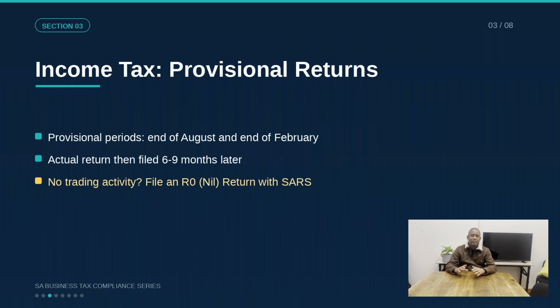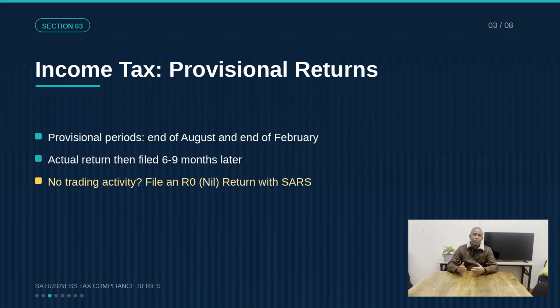Now, the first type of return for a business within South Africa is the return that they pay on the income, the turnover that they generate within the business. That you pay end of August and end of February of every year. So you have your provisional cycles, which are end of August and end of February. And then SARS will give you approximately 6 to 9 months to file the actual return. After that, some businesses file the actual return when they do their second provisional returns. And so that is on the income tax.